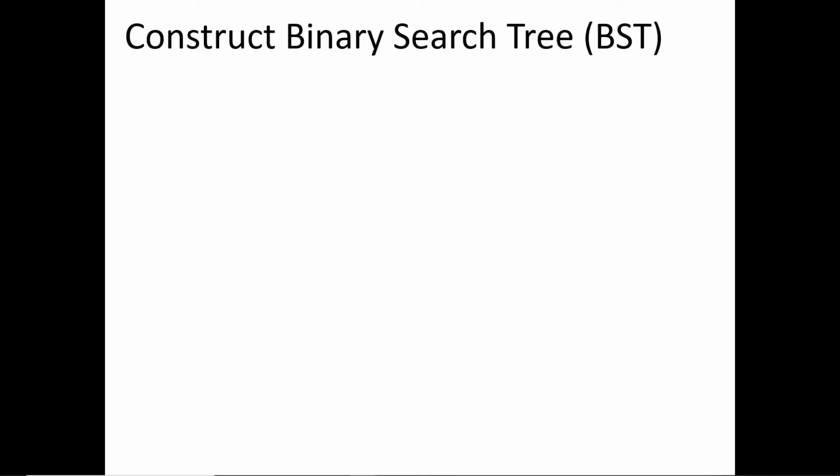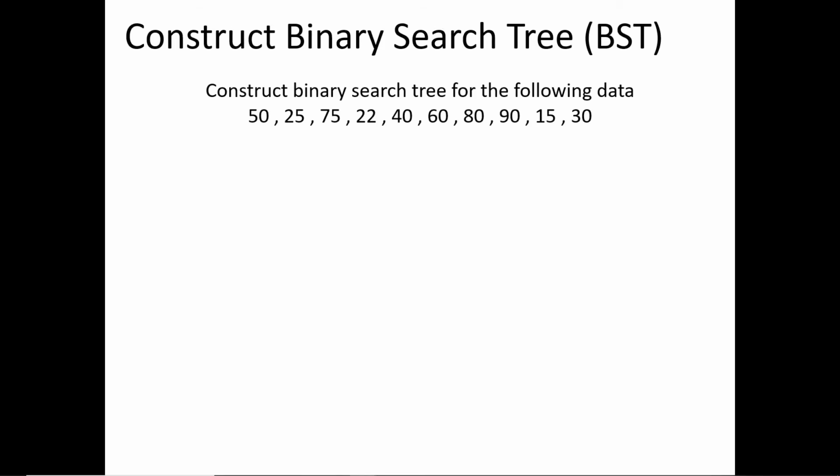Now we have to construct a binary search tree. For this, the following data are given. First, this 50 becomes the root node. Then we have to insert the value 25. Now we have to remember the conditions which we discussed in the definition slide, that all the key values are unique. There is no repetition of key values in a binary search tree.